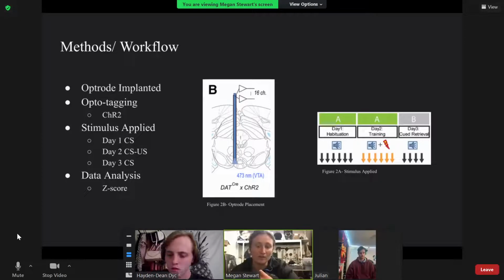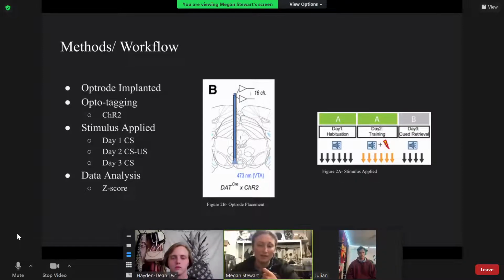On day 1 was habituation. They only applied a tone. On day 2 was training, where they applied a tone, and after they applied a foot shock to the mice. And then on day 3, cued retrieval, they applied only a tone again.